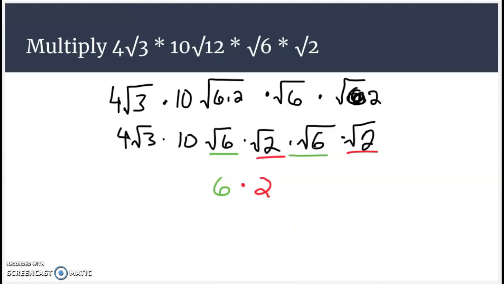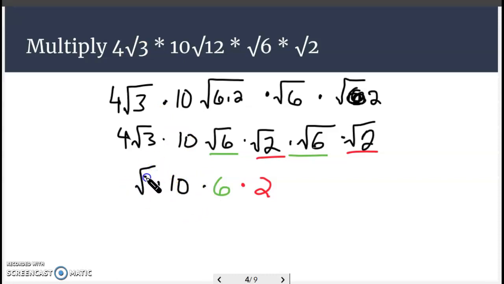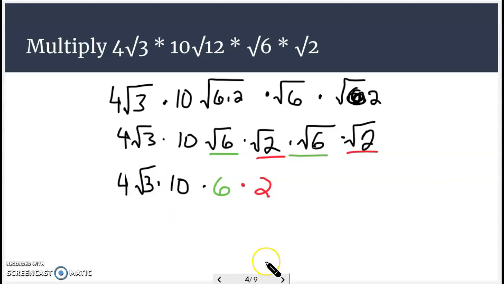So we're multiplying there. We still have the 10. We still have the square root of 3. Nothing happened there. Alright, and then now we have 4 times 10, 40, times 6 is 240. Times 2 is 480. 480, and we just have a radical 3.